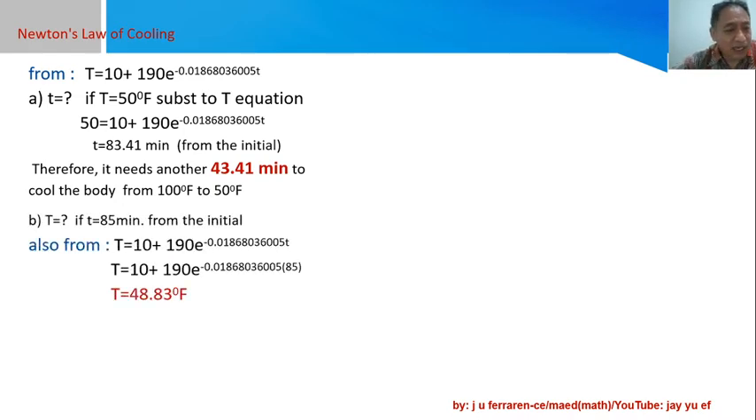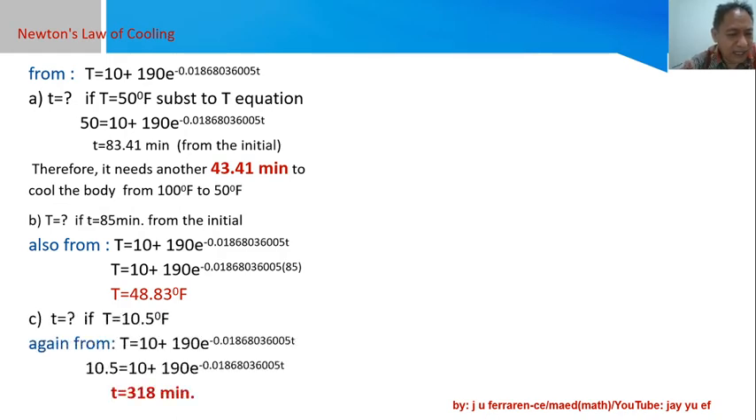Now in letter B, what is the temperature reading if we have to take 45 minutes more from the initial? So it means if the initial takes 40 minutes and there is 45 minutes more, the 45 minutes more is added to 40. That's why we have T equal to 85 from the initial, because this formula is based from the initial. Okay, so we have 10 plus, we substitute the value of T, and that's 85. So we come up with a body temperature equal to 48.83 degrees Fahrenheit.